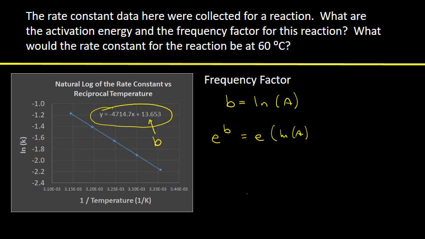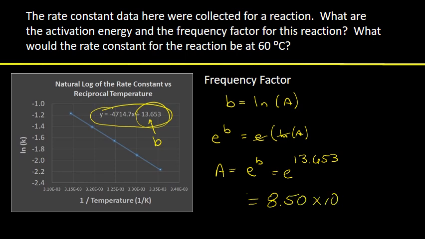And of course, e to the ln A is just A, right? So A is e raised to the power of this y-intercept, which is e to the 13.653. And if you put that in your calculator, you get 8.5 times 10 to the 5.